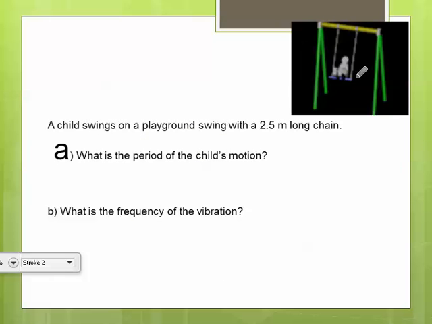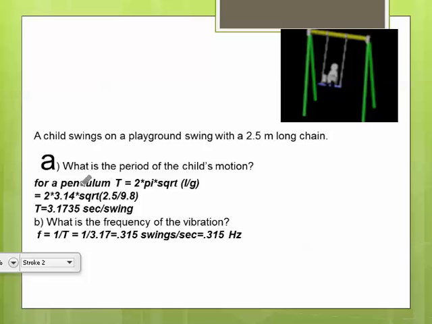A child sitting in a swing set, swinging back and forth, right? A child swings on the playground with a 2.5 long chain. What is the period of the child's motion? What's the frequency of the vibration? Well, the period's really easy, okay? For a pendulum, you say that T is equal to 2 times pi times the square root of the length of the chain divided by the gravitational constant. Okay, so it's 2 pi square root of 2.5, where'd I get the 2.5? Right here. That's how long the chain was. Divided by 9.8. 9.8 is meters per second squared.